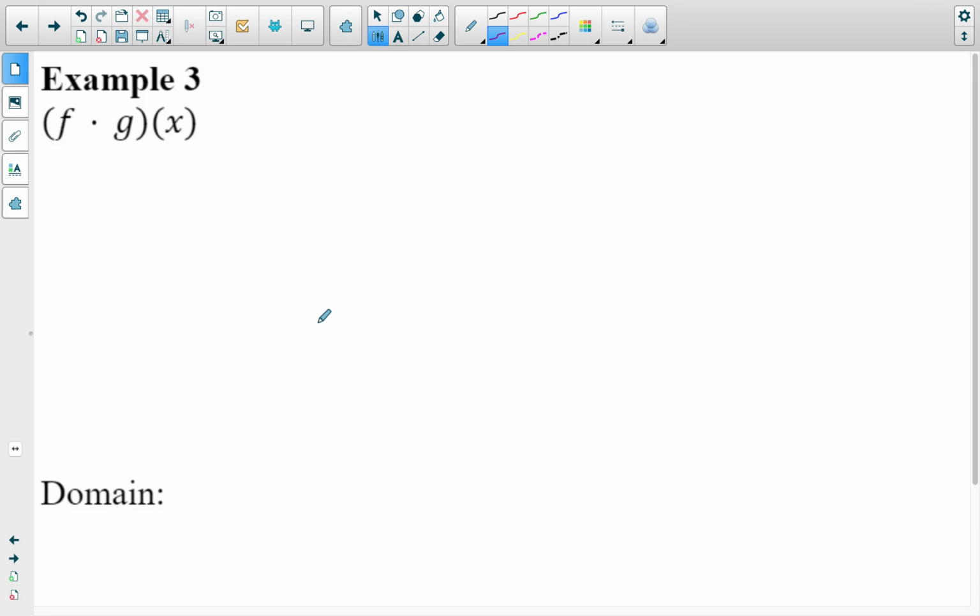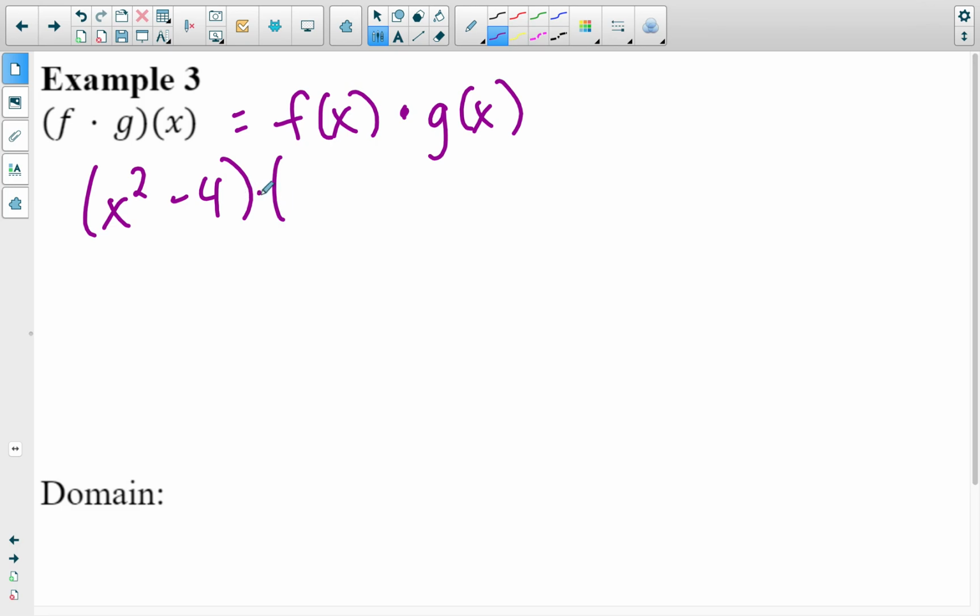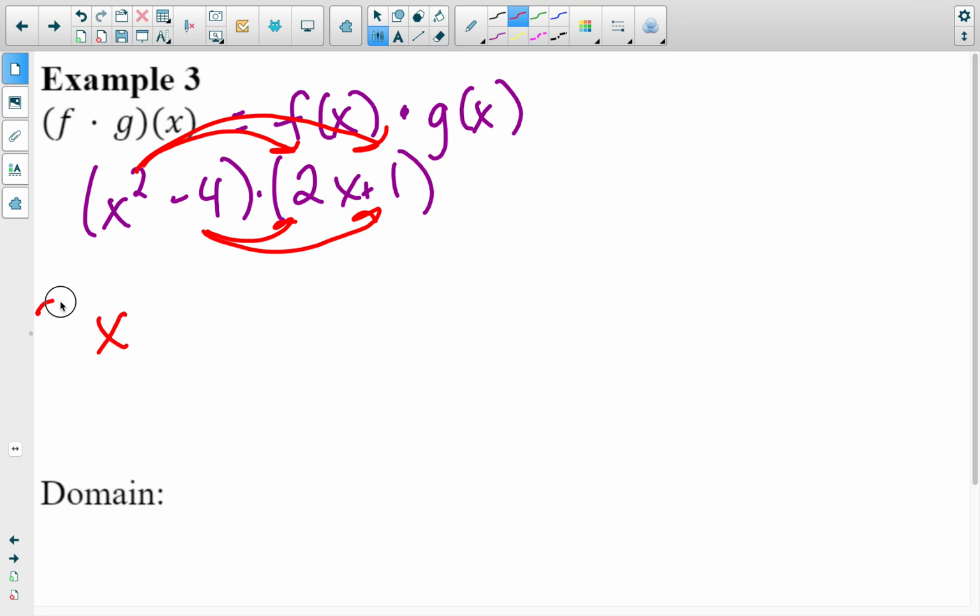Okay, next example, if we look at multiplying, we're just going to set up our two functions. It's like saying f of x times g of x. And so we can take x squared minus 4 times 2x plus 1, distribute, first, outside, inside, last, and we end up with 2x to the third power plus x squared minus 8x minus 4.